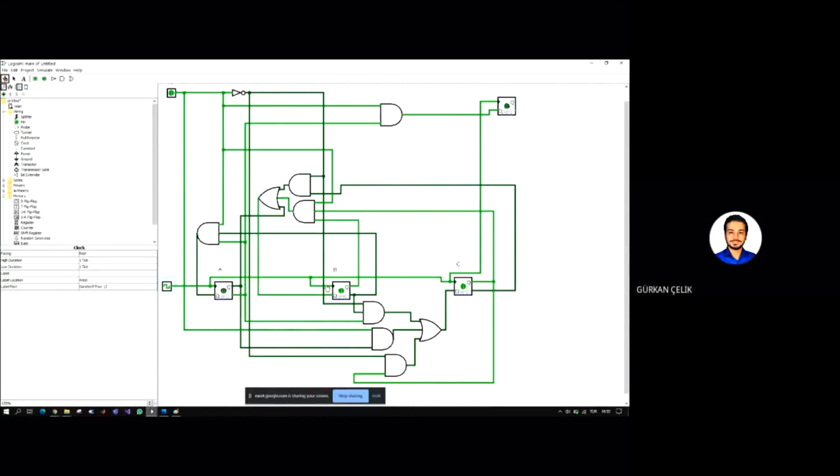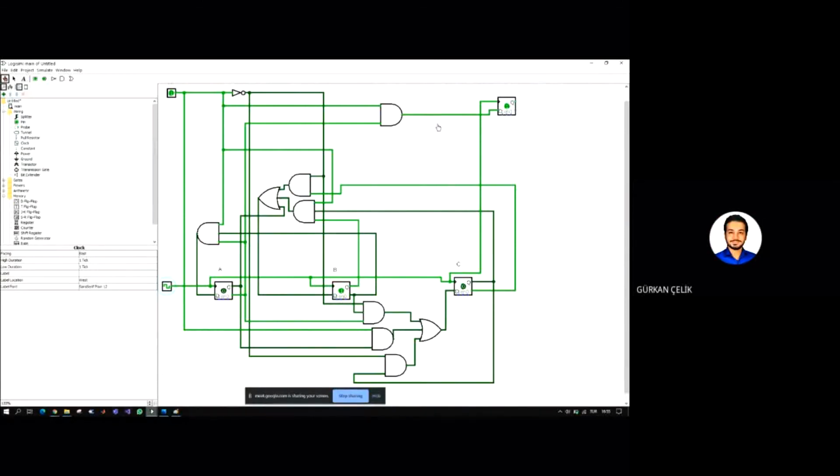So if we have 1 input and then the state is 0, 1, 1, what should be the next state? 0, 0, 1, 1, 0. 0, 1, 0, right? 0, 1, 0, yes. And the output will be 1 as well. Yes, true, the output is also 1.